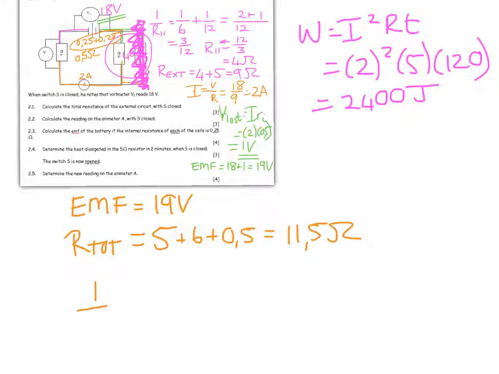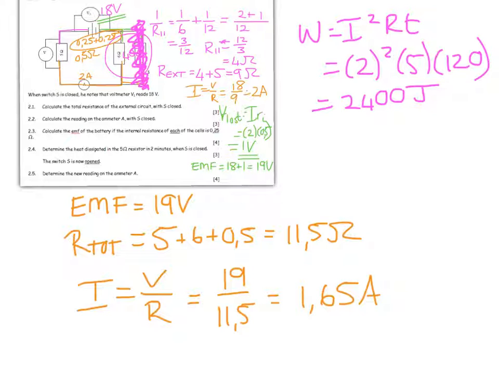Now I can say current is equal to potential difference total divided by resistance total, 19 divided by 11,5, and I get 1,65 amps. What's interesting to note, or should be interesting to note for you, is that the current has come down. In other words, it has become more difficult. By removing one parallel branch, I have made it more difficult for the electrons to flow around.